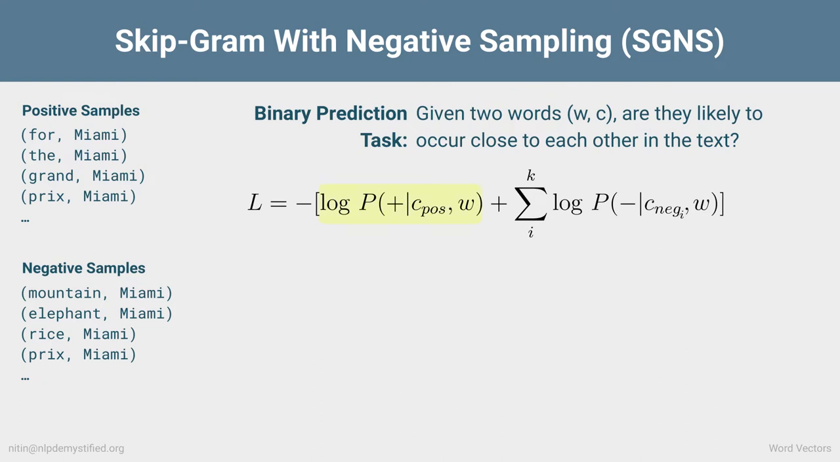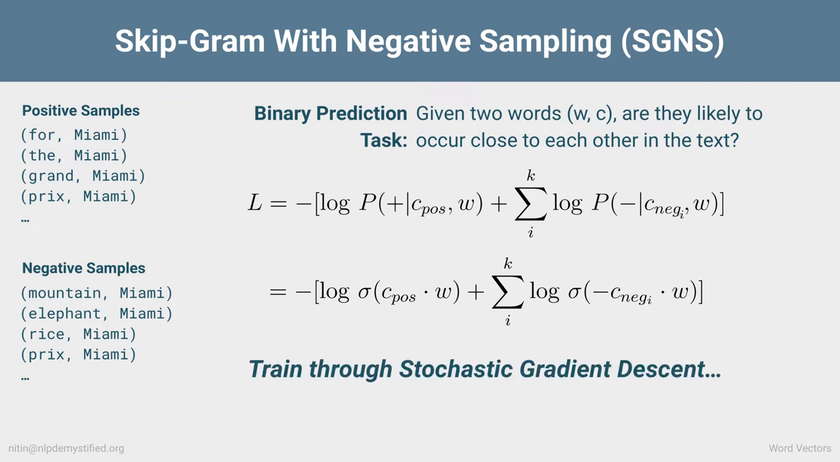Working in log space, there's one positive sample prediction and one prediction for each negative sample we have, and those results are summed. So a total of k plus 1 predictions, and there's a minus sign in front of it because the goal is to minimize this result. And as we saw in the previous slide, the probability calculation is just a matter of taking the sigmoid of the dot products. After the loss is calculated from one iteration, training continues through stochastic gradient descent.